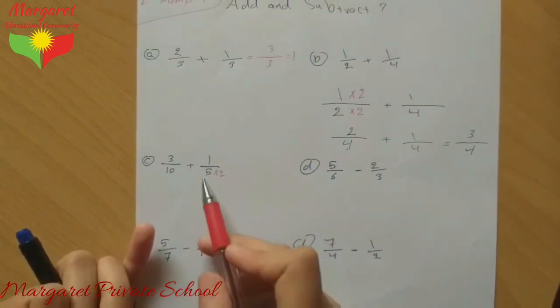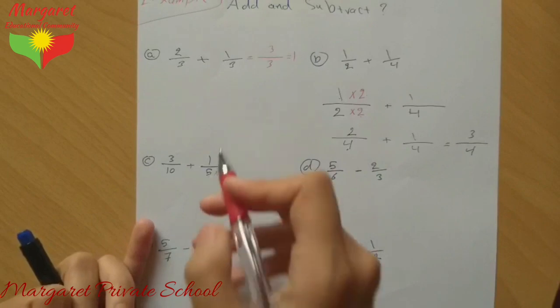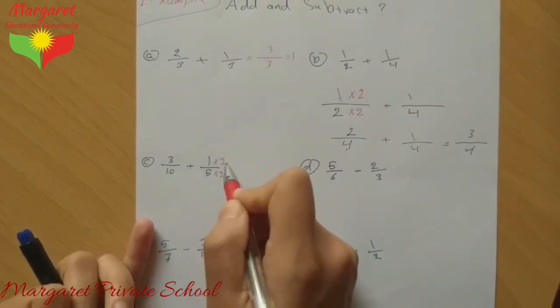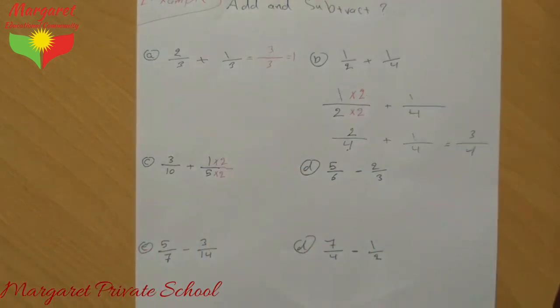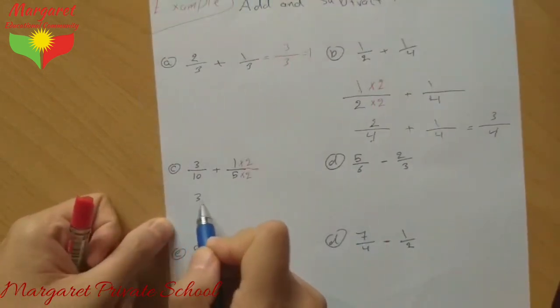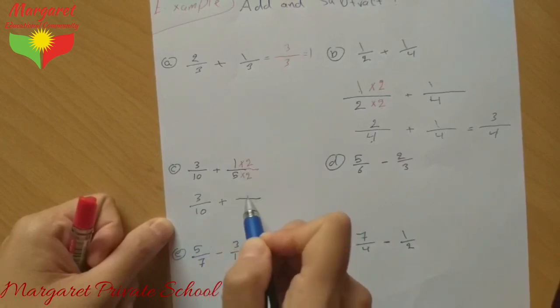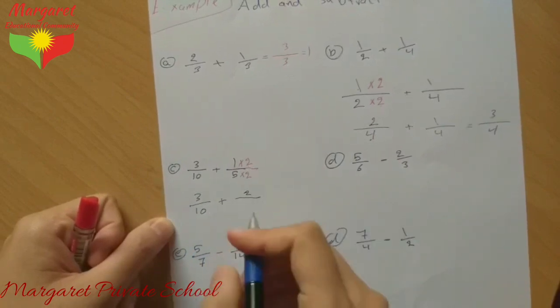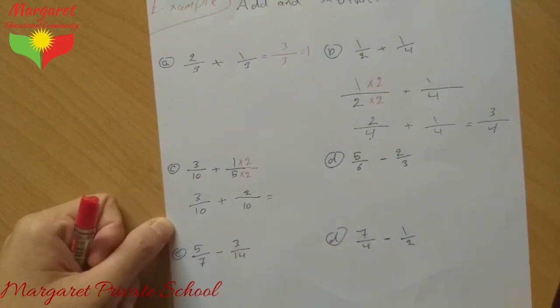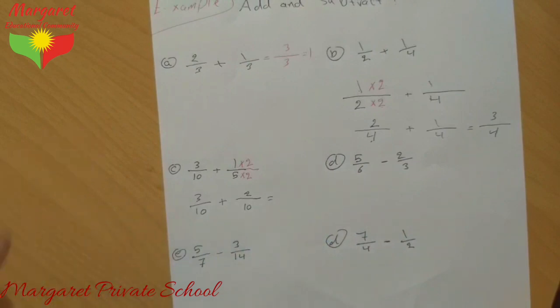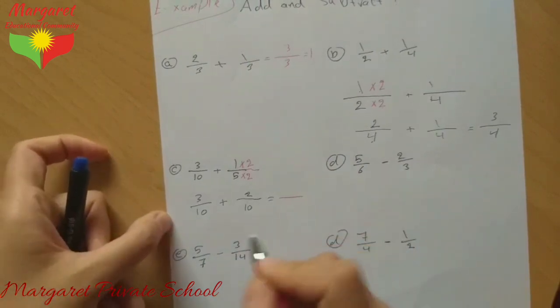So because the denominator is multiplied by 2, in the same way the numerator is multiplied by the same number, 2. Write 3 out of 10 plus 1 times 2 is 2, 5 times 2 is 10. Now we have the same denominator. You must add just the numerator.